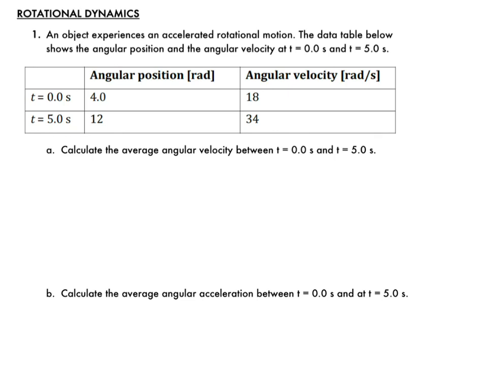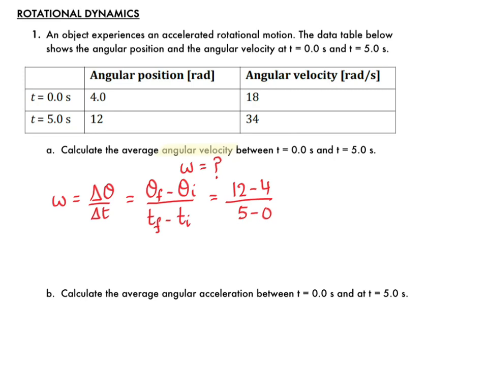Calculate the average angular velocity between t equals 0 and t equals 5. So it's asking for angular velocity. The formula for angular velocity is delta theta over delta t, which means theta final minus theta initial over t final minus t initial. We'll use the table to find the angular positions. At t equal to 5, the angular position is 12, and at t equal to 0, the angular position is 4, and the time is 5 minus 0. Then just calculate it, 1.6, and put the unit as radian per second.